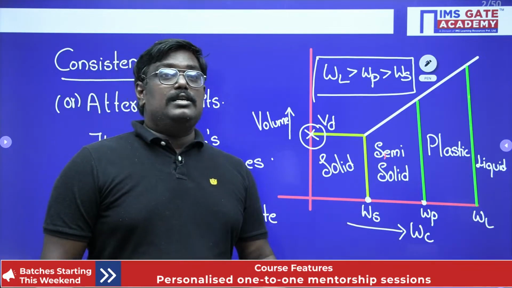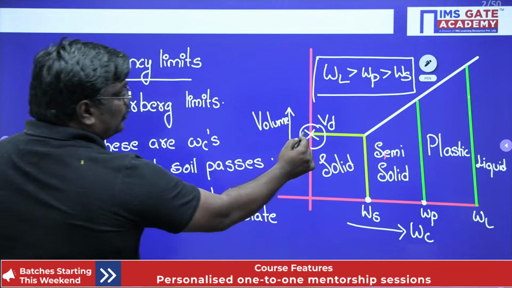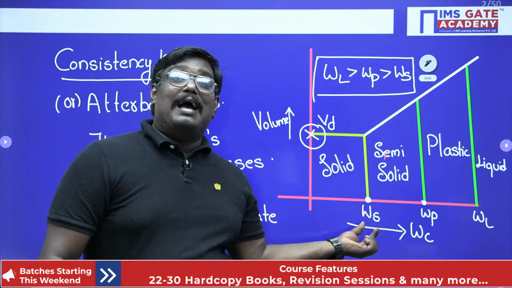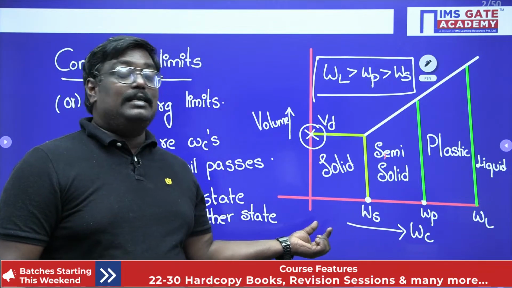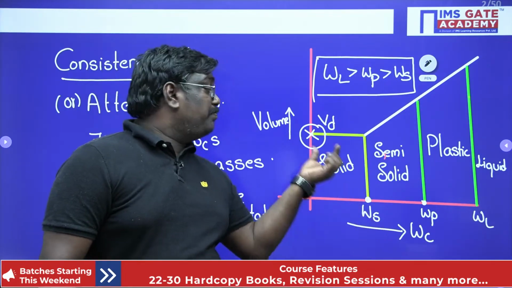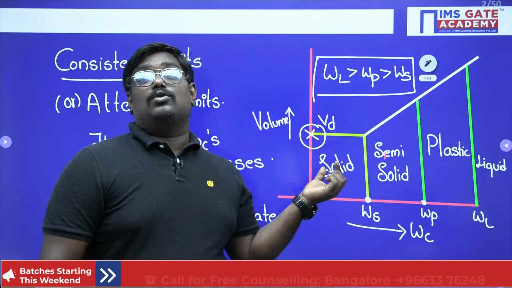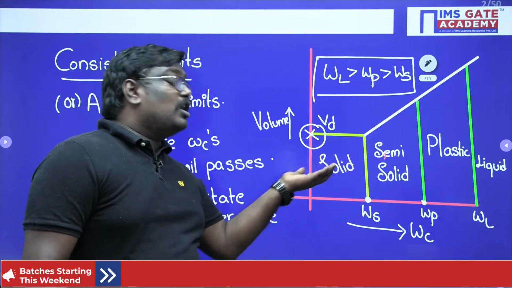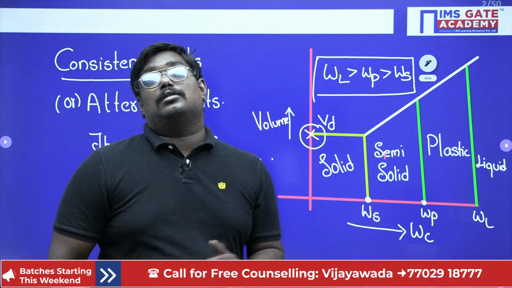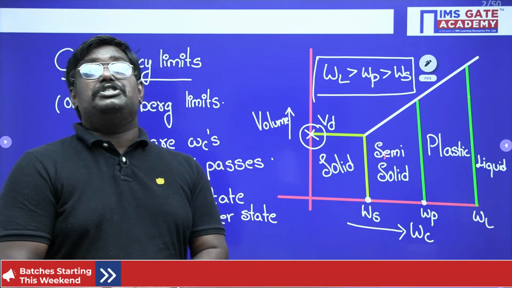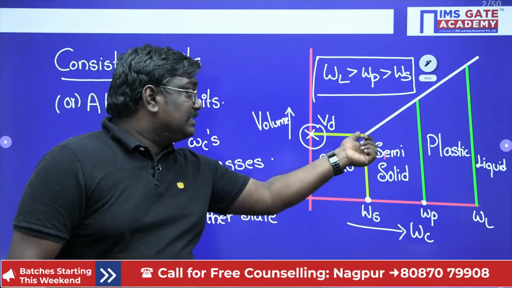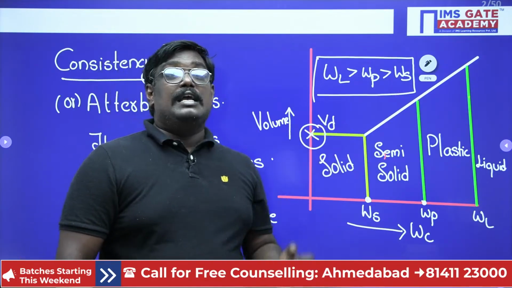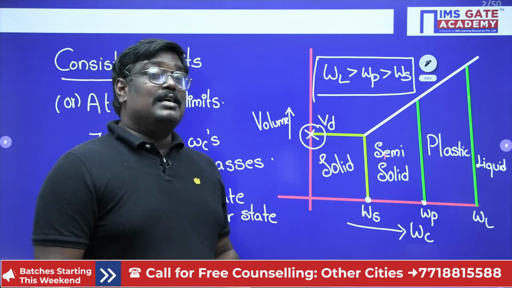So coming to the shrinkage limit, see up to here, when you see the volume change, there is no volume change. The shrinkage limit is defined as the maximum water content up to which the volume remains constant, or it is the maximum water content up to which any loss of moisture does not cause any change in the volume. I repeat, it is the maximum water content up to which any further loss of moisture does not cause any change in the volume, and this is known as the shrinkage limit.